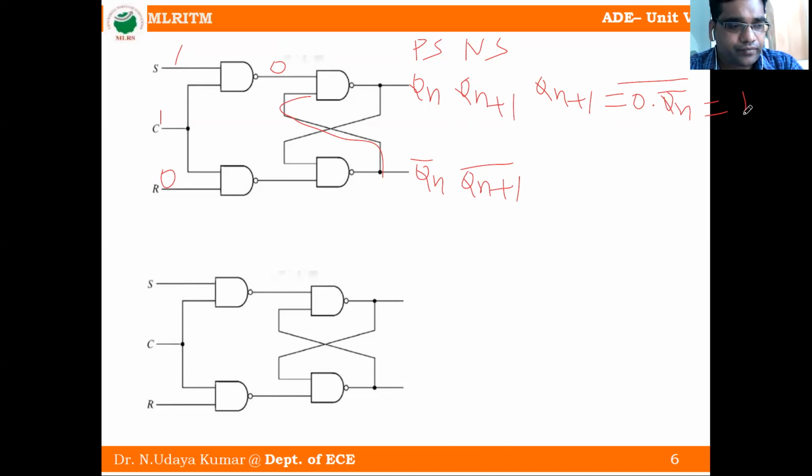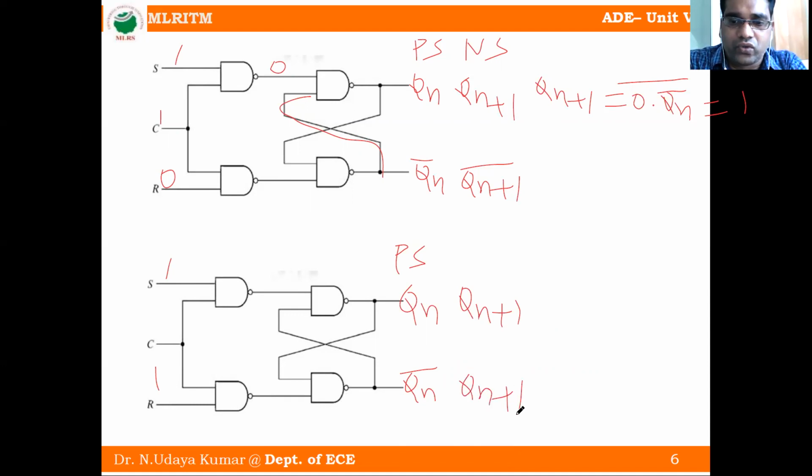Next we go for the other case, the final case. What is the final case? 1 1 case. So S is equal to 1, R is equal to 1. Qn is the present state, Qn bar is the present state of the complement. So what is the next state? If the present state is Qn, the next state is Qn plus 1. The next state of the complement means Qn plus 1 whole bar. Okay. Now we will find the Qn plus 1.